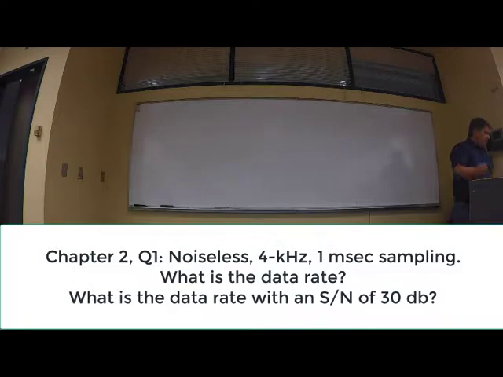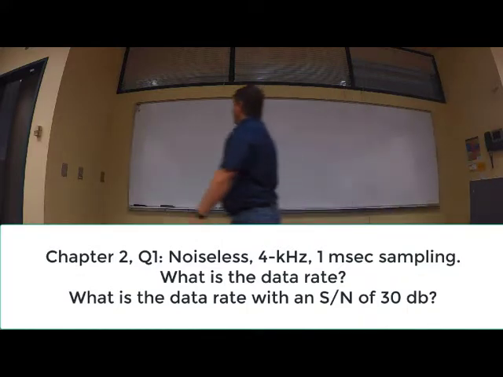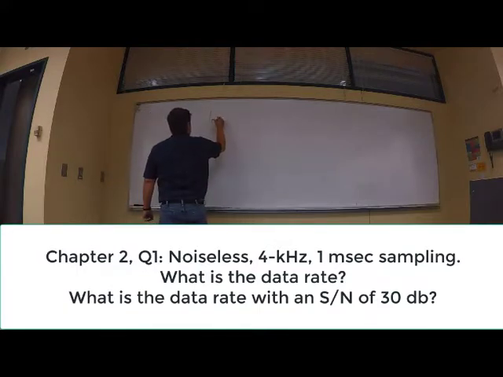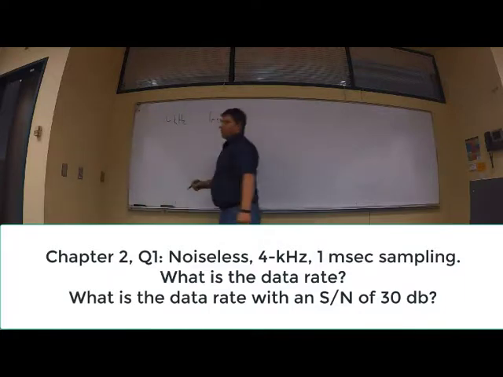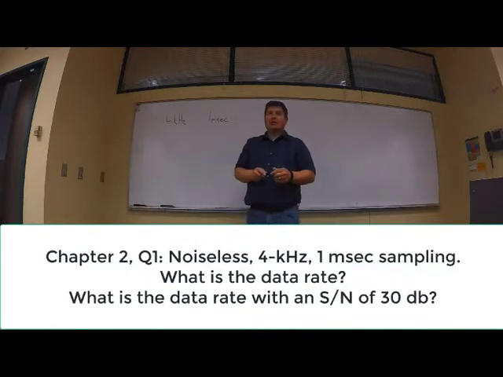All right, so number 200, page 187 in chapter 2: a noiseless 4 kilohertz channel is sampled every 1 millisecond. What's the maximum data rate? We're going to use the 2B log 2. Let's write down our information. It's regular word problem stuff, right? So we have a 4 kilohertz channel, and it's sampled every 1 millisecond. What's the maximum data rate? It's noiseless.